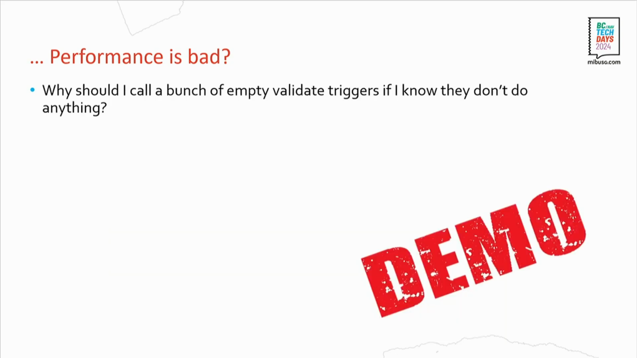Now, why should I call a bunch of empty validate triggers if I know they don't do anything? Assignment is much faster to type, and as I am, probably many of you are used to typing the assignment out of muscle memory, and then refactoring that back to validate triggers can be tedious. And all those events that are raised, we saw there are 4 events, so there has to be some overhead, right? Right. Let's take a look.